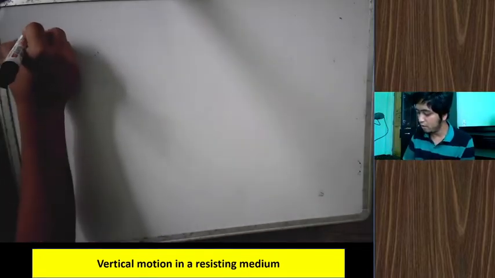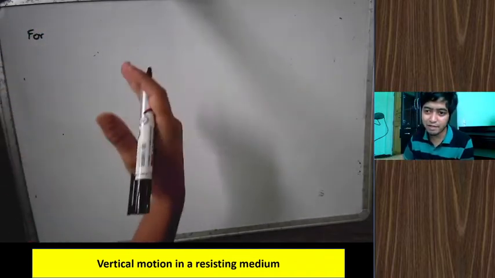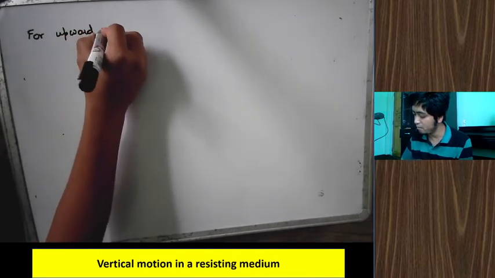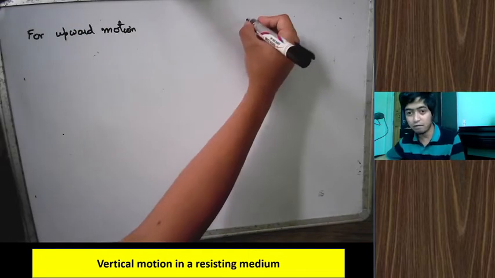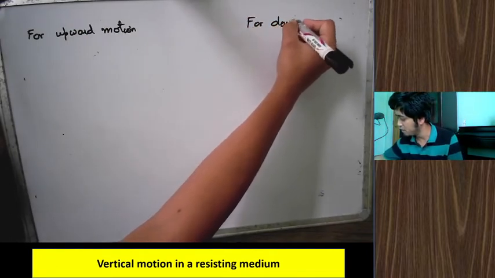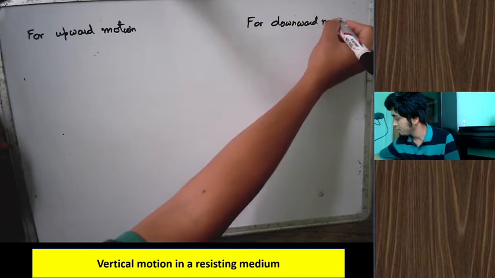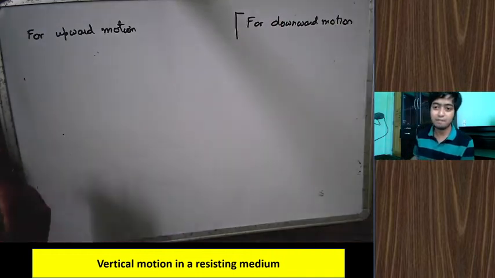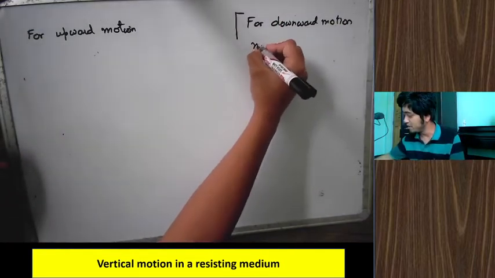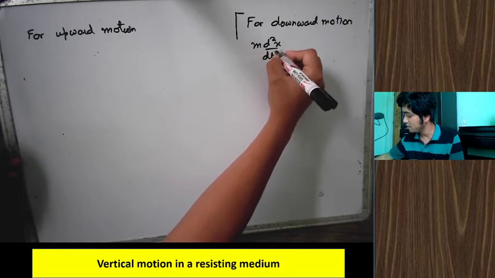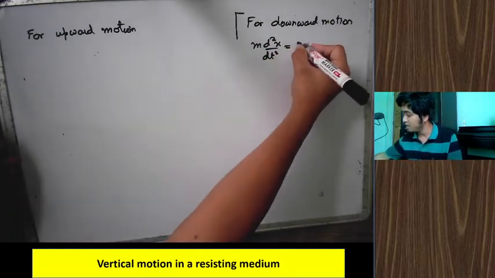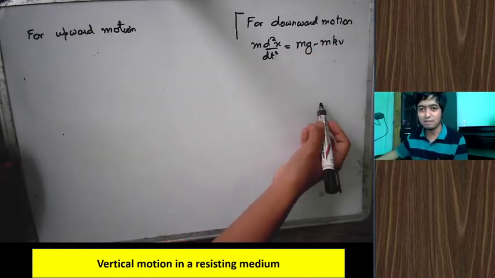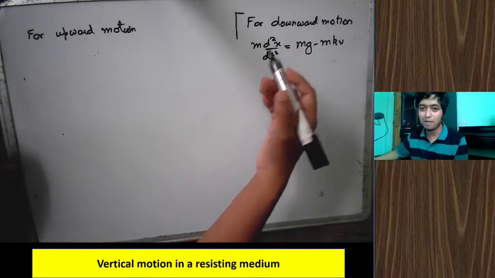Because we will be dealing with both upward and downward motion, I will write the equation separately. For upward motion here, and over here we'll be writing for downward motion. Again, I repeat, I am requiring this downward motion just so I can find the terminal velocity. The equation of motion over here is m d2x/dt squared equals mg minus mkv, because mg is acting downwards and mkv is acting upwards.